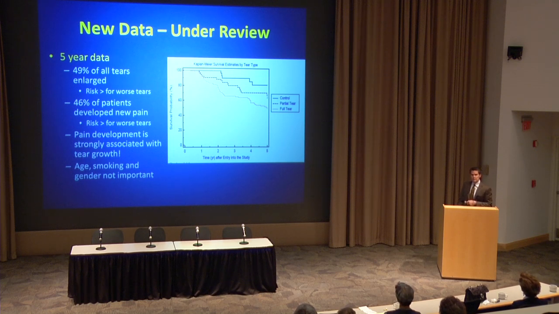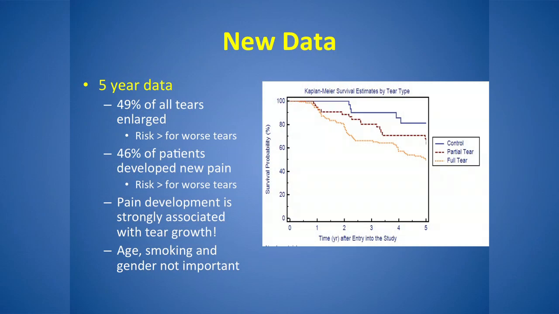And the risks were much greater if you had a worse tear to begin with, by worse tear meaning a full thickness tear versus a partial thickness tear versus a shoulder with no tear. That was a very interesting finding, and it's actually fairly novel as well. So what about pain? 46% of the patients enrolled in this study developed new pain at some point during the study follow-up. And the risk for pain development is greater based on the tear severity. If you have that full thickness tear versus just a frayed or partially torn tendon, there was a slightly higher risk for pain development.